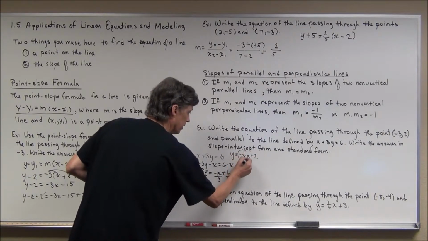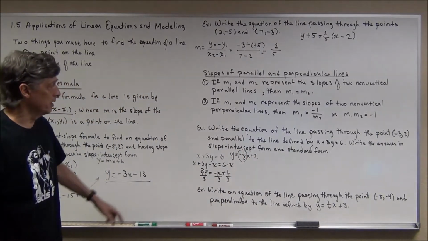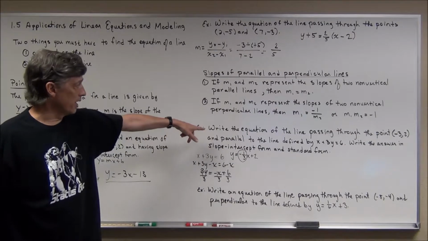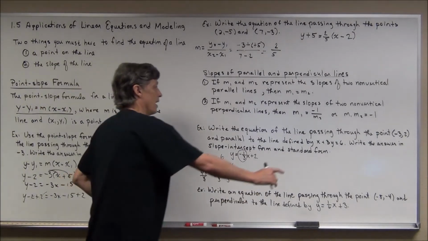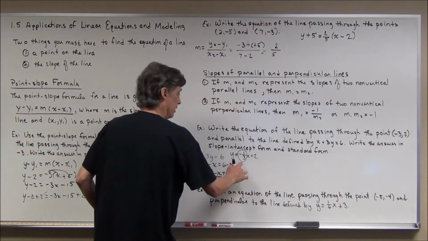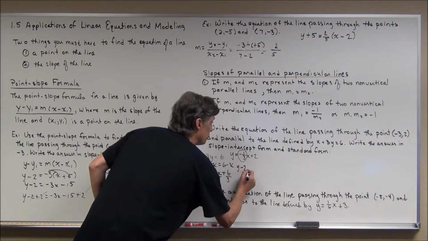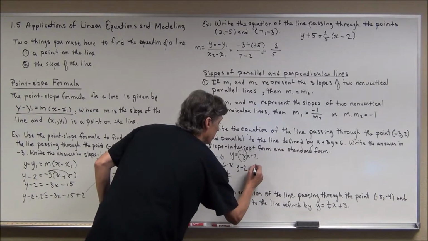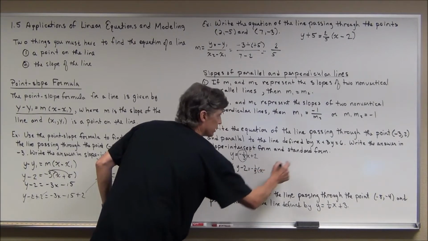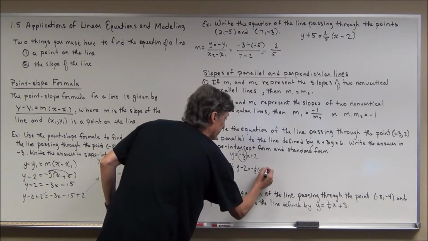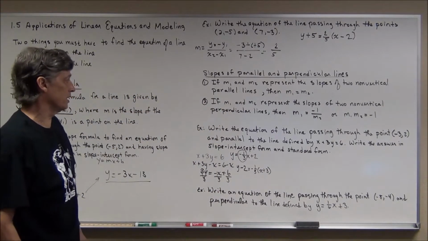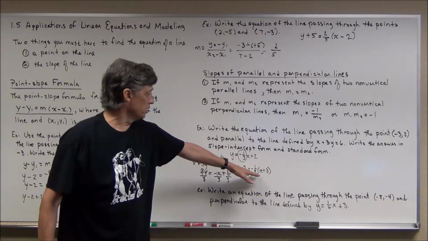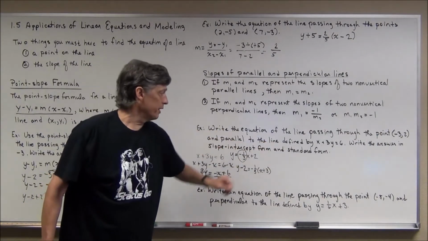This is all I need. I need the slope of the given line, because the line that I'm looking for is parallel. It has the same slope. So now I have everything I need. Y minus 2 is equal to negative 1/3 times the quantity x minus a negative 3, or x plus 3. That's the equation I'm looking for. And I left lots of space here because they don't want the answer written in this form. They want slope-intercept form and they want standard form.